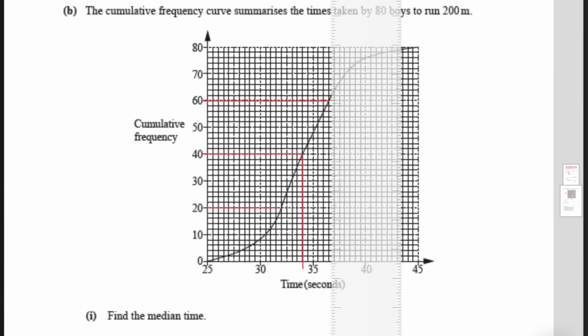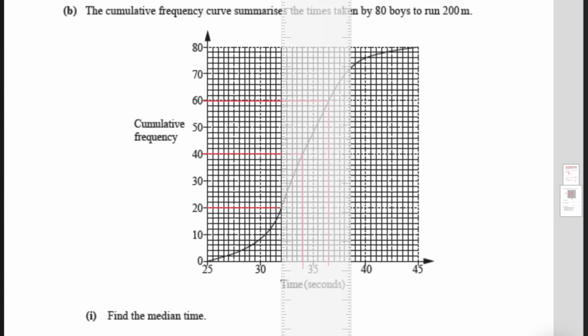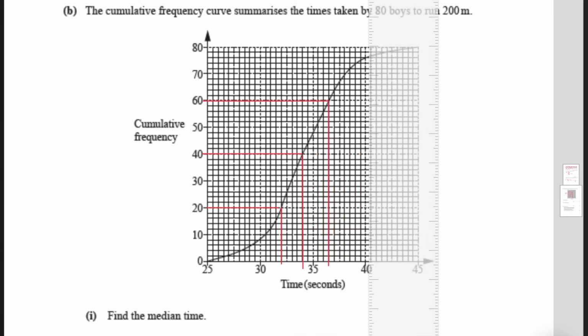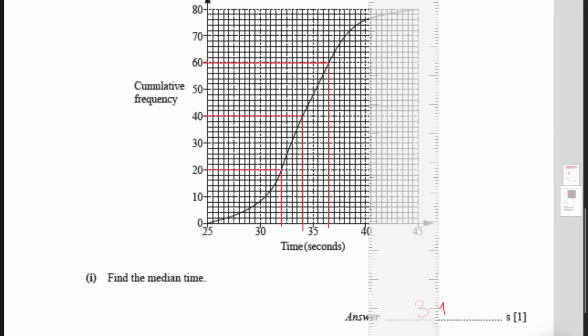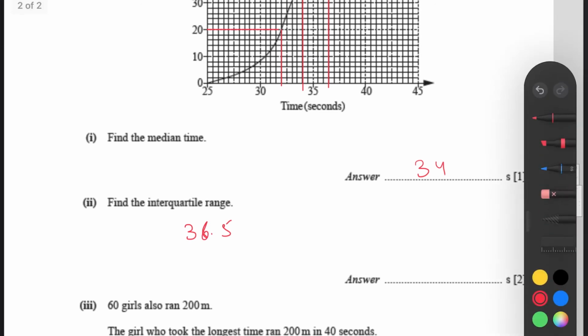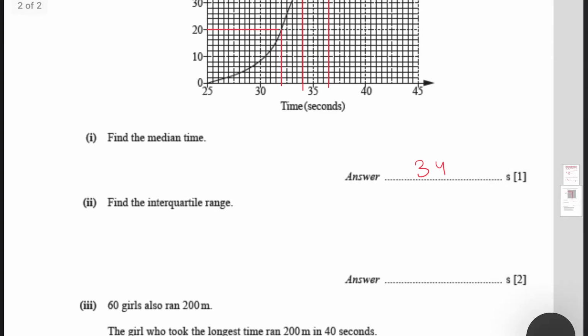So once you have the upper quartile, which in this case, by drawing the horizontal line over here, would give us 36.5, and then you have the lower quartile, which would be over here, which would technically be, what is that, 32, right? Yeah, 32. So you have 36.5.